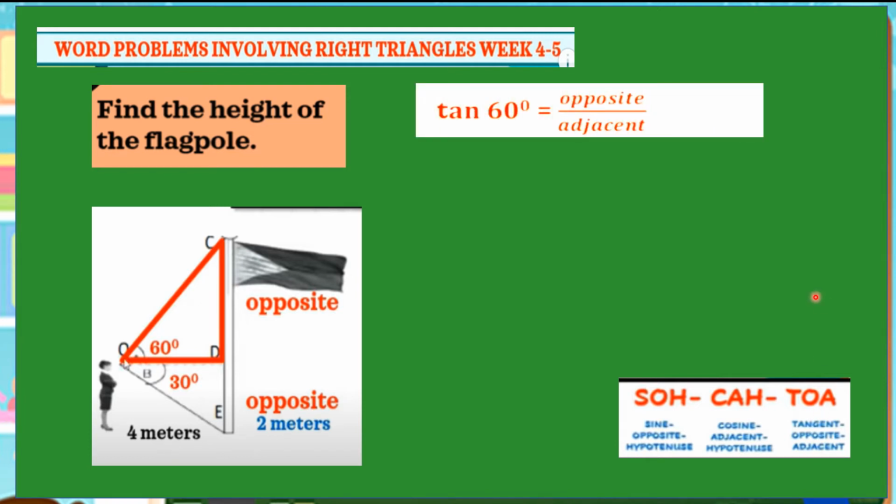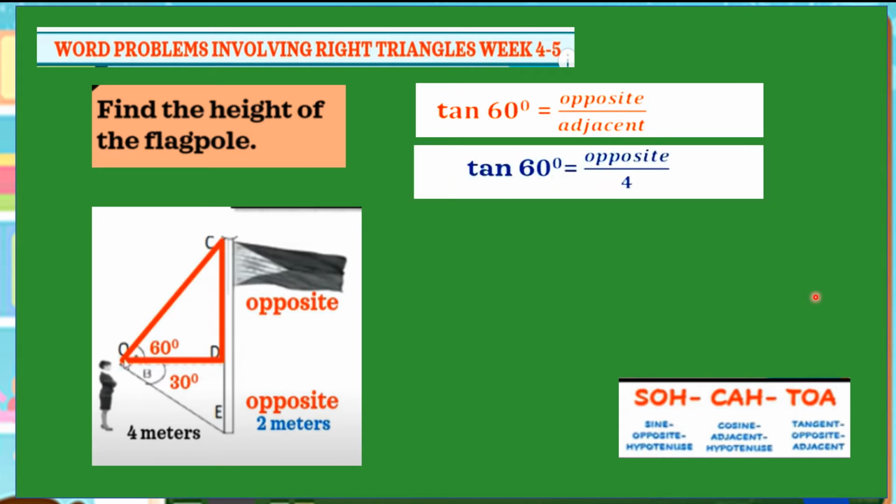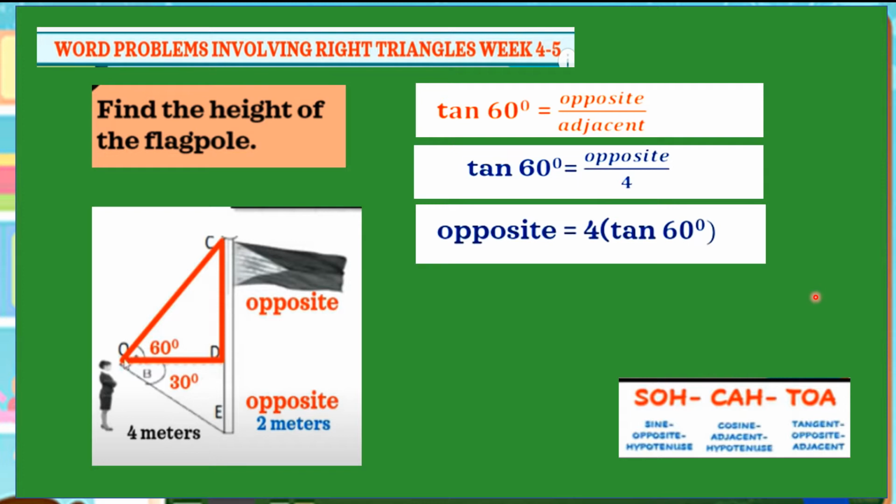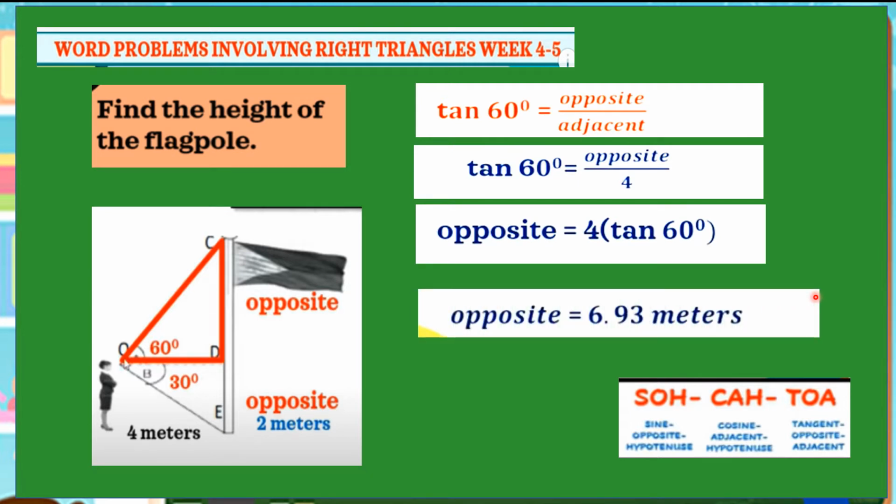So, tangent 60 degrees is equal to opposite over adjacent. Then, tangent 60 is equal to opposite side over 4. Then, cross multiplication. Opposite is equal to 4 times tangent 60 degrees. So, all you have to do again is to press in your calculator 4 times tangent 60 degrees and the answer is 6.93 meters.